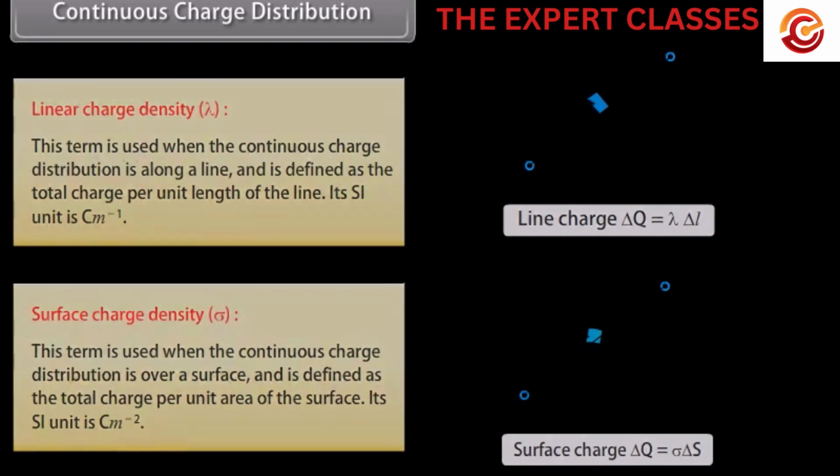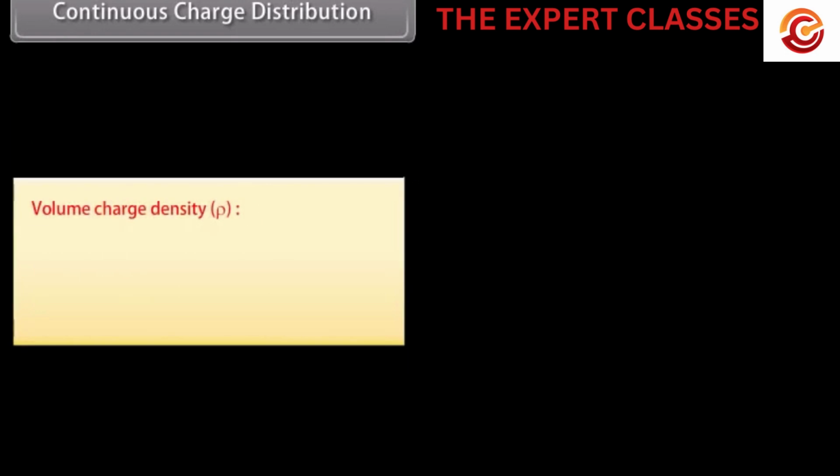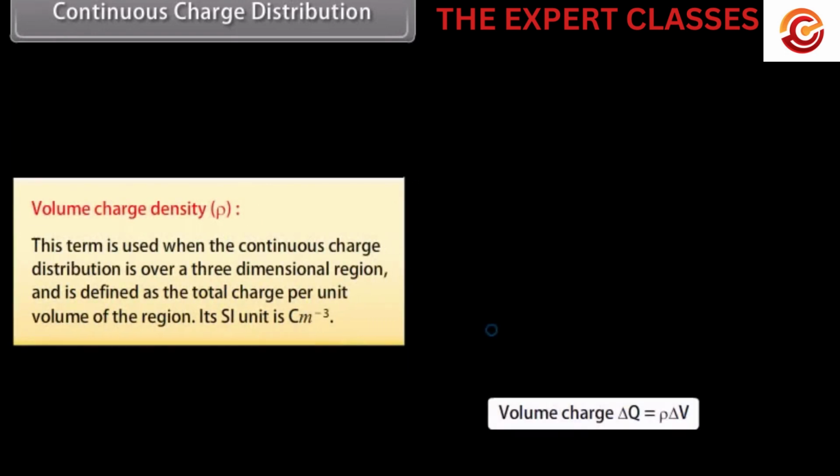Volume charge density, rho. This term is used when the continuous charge distribution is over a three-dimensional region and is defined as the total charge per unit volume of the region. Its SI unit is Coulomb per meter cube.